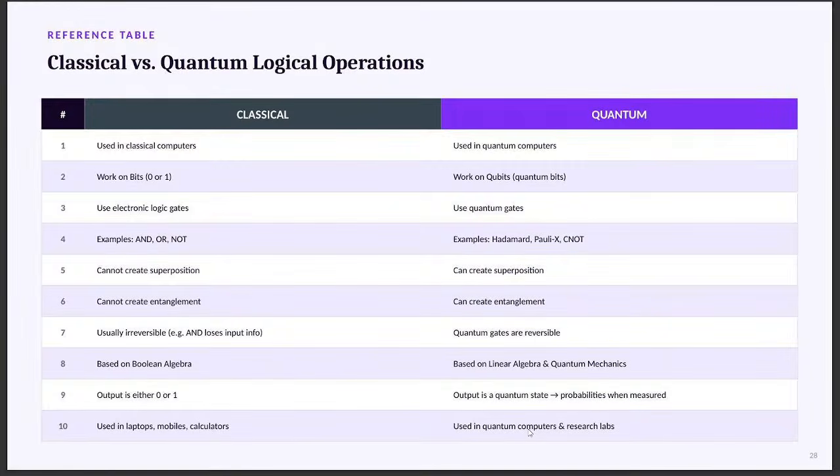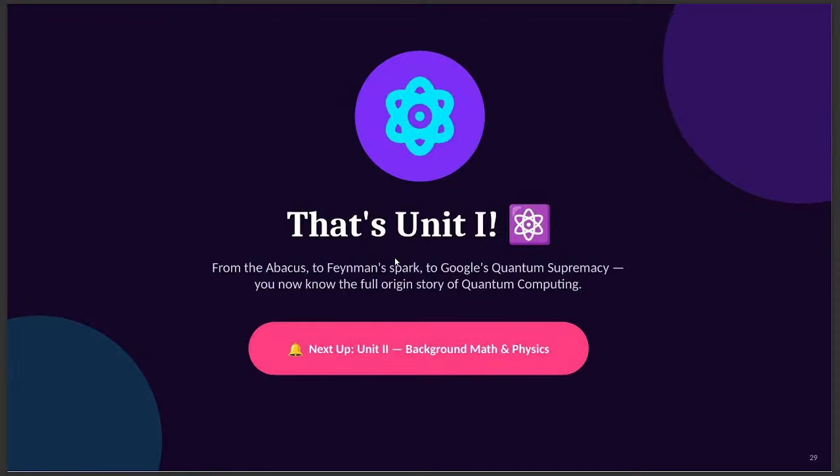Now moving on, there are similar differences here too: classical operations versus quantum logical operations. As I already mentioned, classical operations are used in classical computers, whereas quantum logical operations are used in quantum computers. Classical works on bits, whereas quantum uses qubits, also known as quantum bits. Here we use electronic logic gates, but there we use quantum gates. Examples include AND, OR, NOT, the same thing already discussed. So two different topics and two different answers. The same answer you can write in different ways. I'm not stretching much on this topic, because I've already done it.